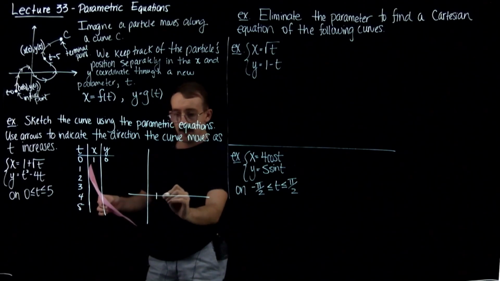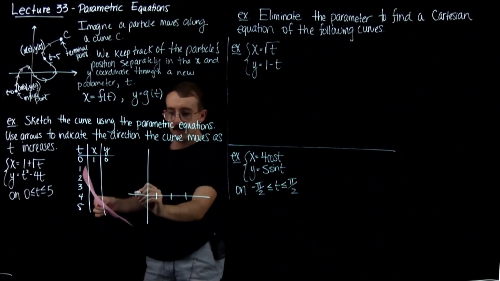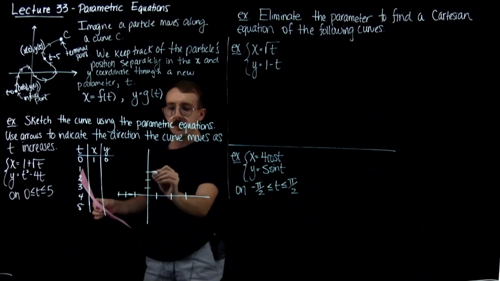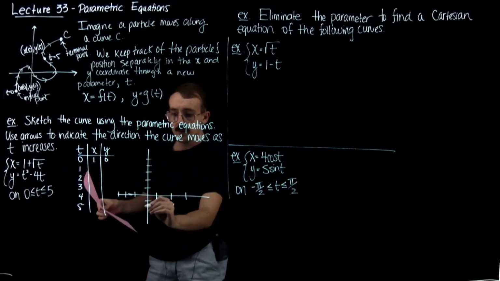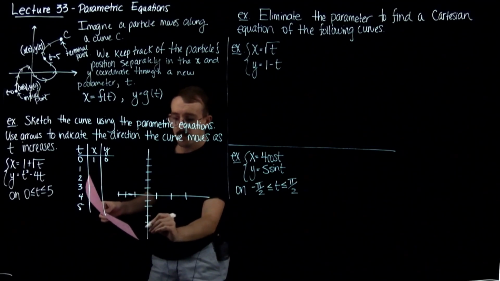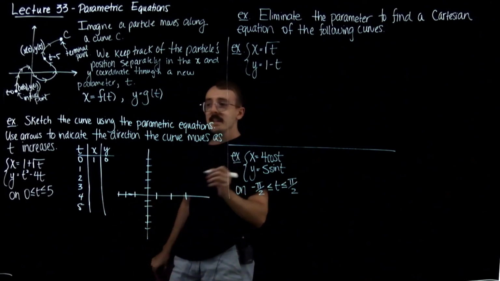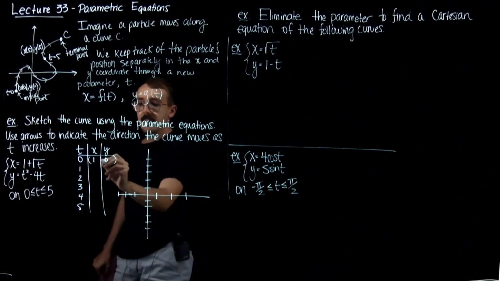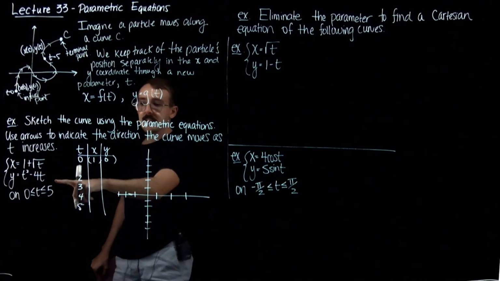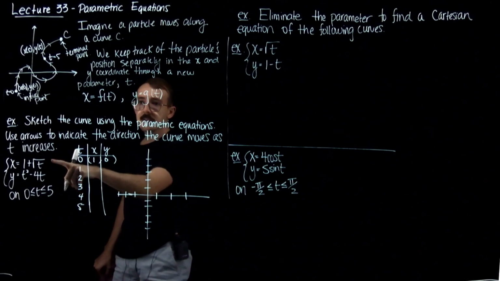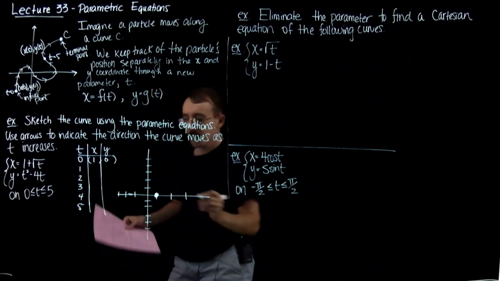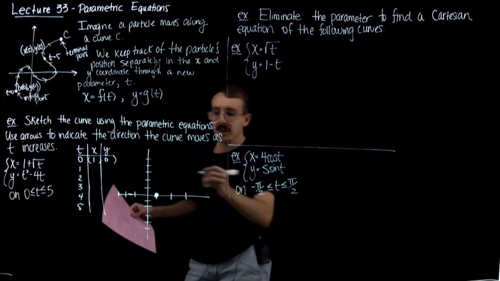I'll label this as 1, 2, 3. And then over here, maybe I'll do 1, 2, 3, and then 1, 2, 3, 4, 5. So when t equals 0, we start at the coordinate (1, 0). That's what happens when you plug in t equals 0 into both of these. So this is the point where, whatever this object is, this is the starting point.